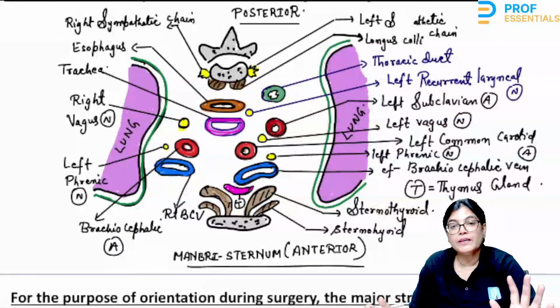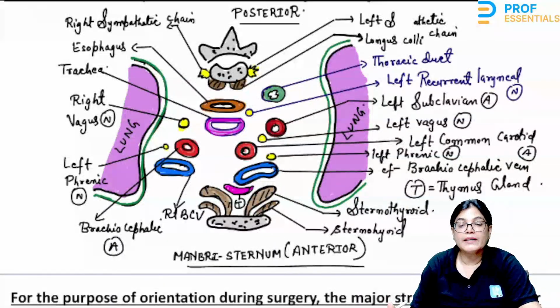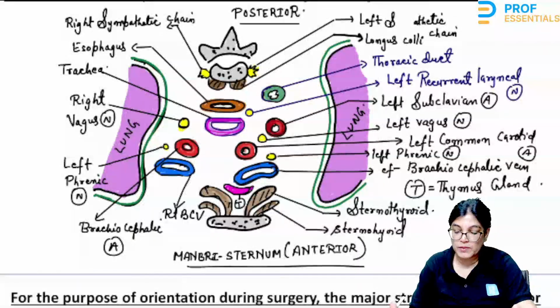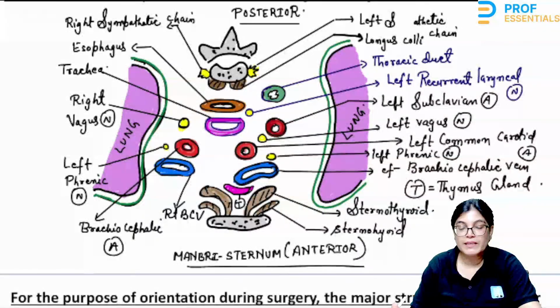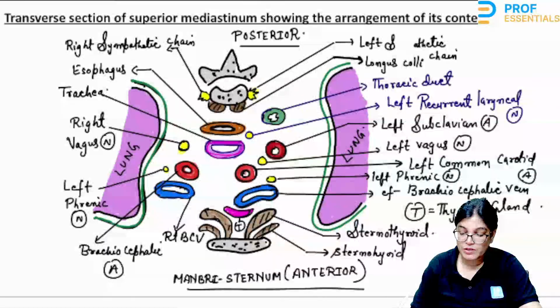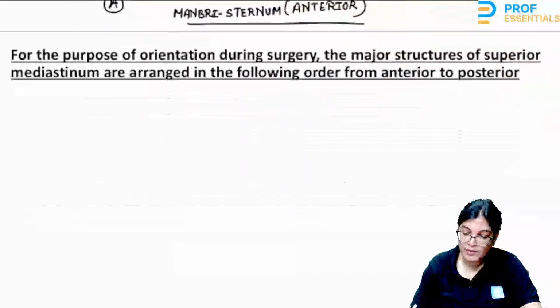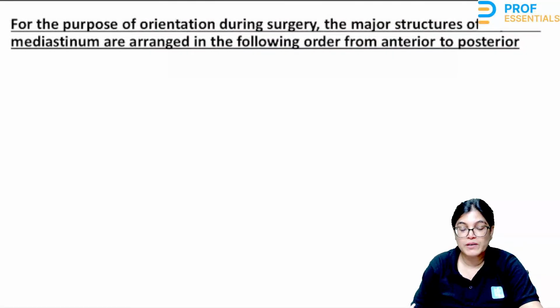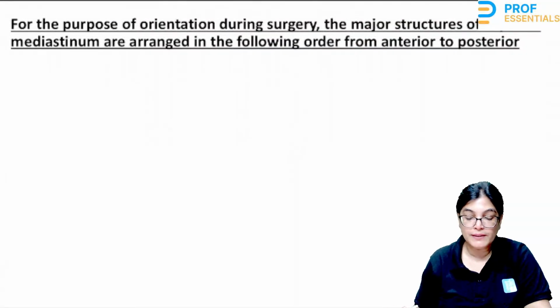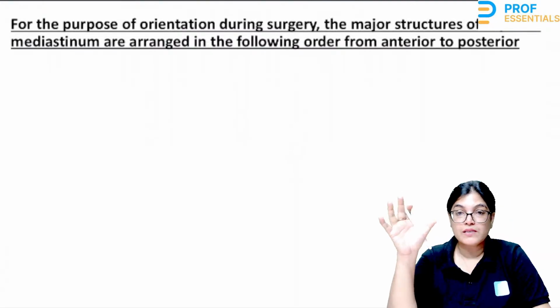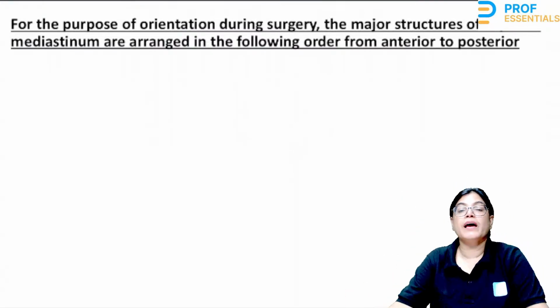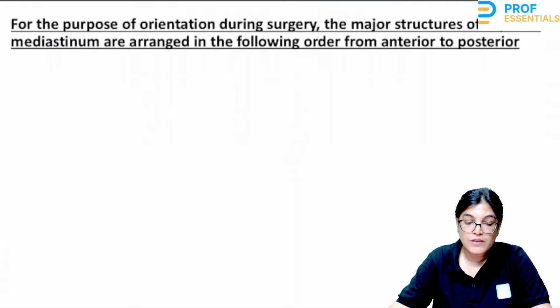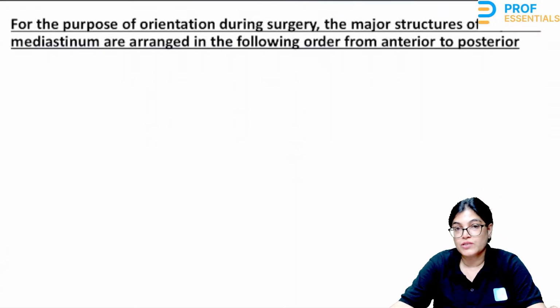So basically we have labeled all the structures, and I have drawn all the important structures residing in the transverse section of superior mediastinum. Actually, superior mediastinum contains many important structures which I have already labeled and drawn. Now, before proceeding to the next mediastinum, for the purpose of orientation during surgery, the major structures of the mediastinum can be arranged in an order. So I want you to arrange the order of the structures as you proceed from anterior to posterior.